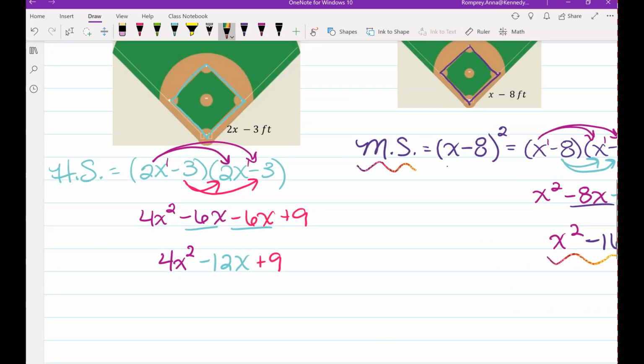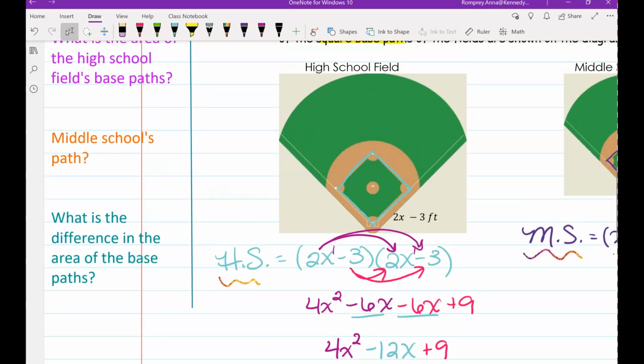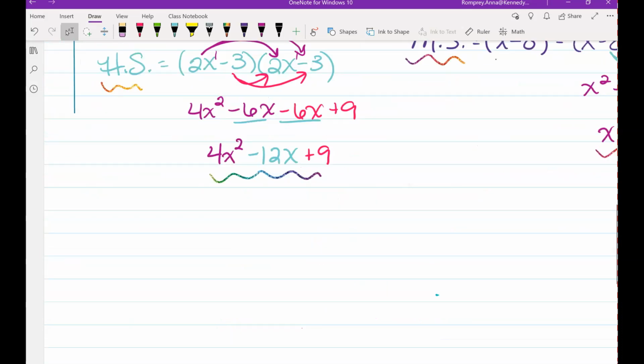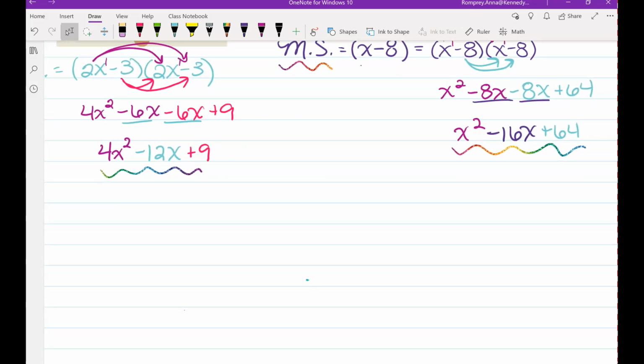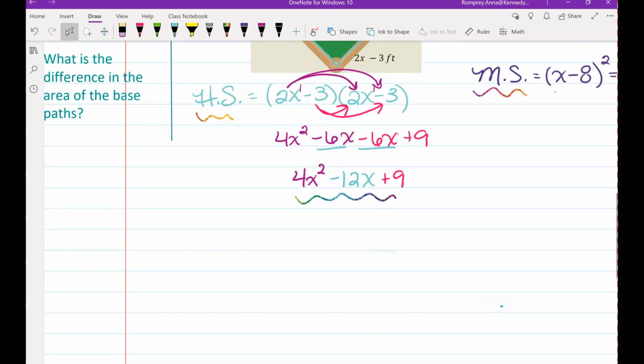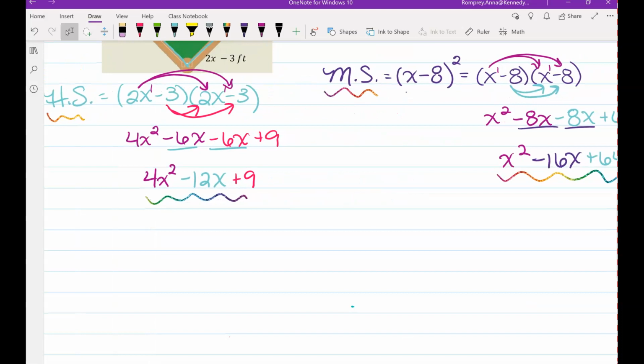We've got our high school area. I think there was one other thing they wanted us to do. Let's look back over. What is the difference in the area of the base paths? So what's the difference in the area? So if we're looking for the difference, meaning subtraction, so if we take high school and subtract middle school, let's set it up.